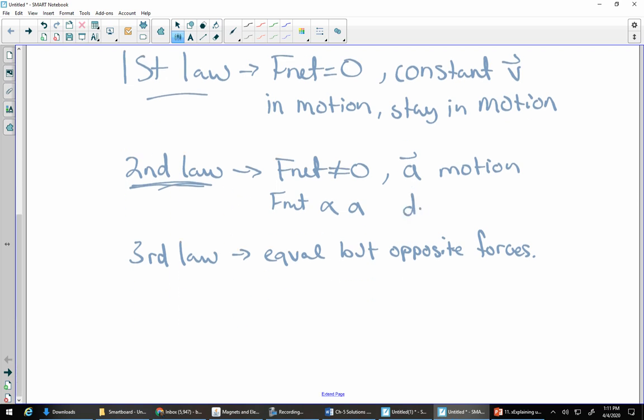What we're really talking about there is that they're in the same direction. So the net force and the acceleration are always in the same direction. And then finally, Newton's third law of motion is equal but opposite forces. So if A pushes on B with a force of 20 newtons, B pushes back on A with an equal but opposite force. So again, opposite objects is something that's kind of important there.